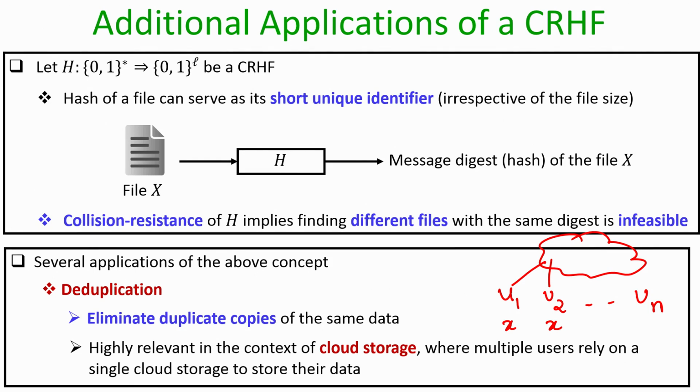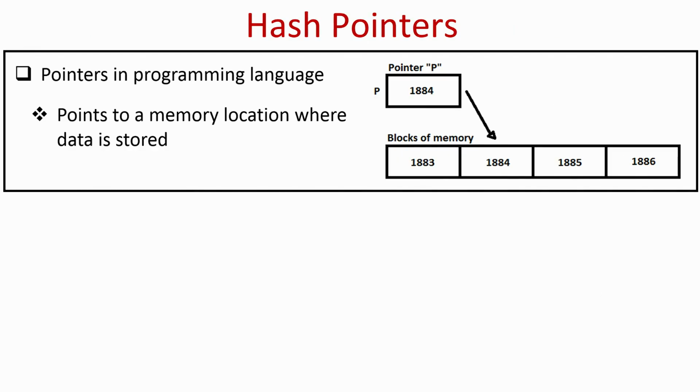If the hash value matches, that means that the file which has been requested to be uploaded is already there in the cloud storage. So, no need to again create a fresh copy of that file. So, that is the idea of deduplication here, and again we are using the idea of hashing the file and using the hash of the file as its identifier.